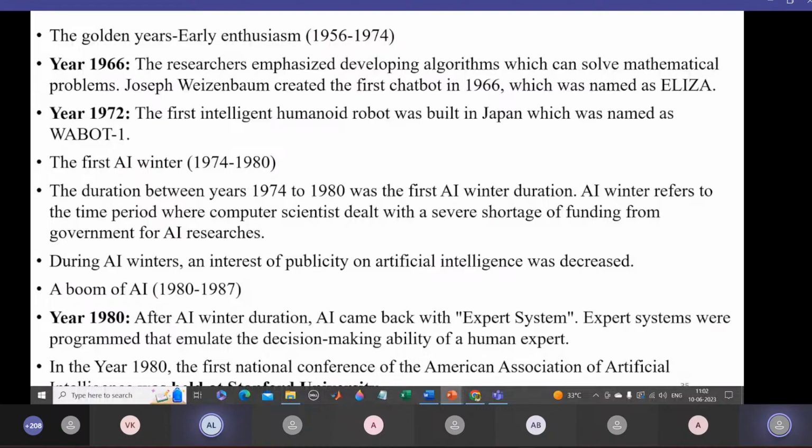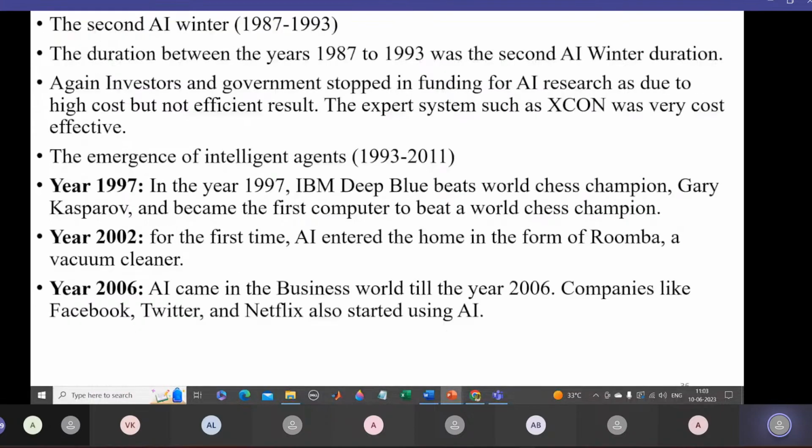AI came back with the expert system. They emulate the decision-making ability of a human expert. In 1980, the first national conference of the American Association for Artificial Intelligence was held. And the second AI winter is 87 to 93. Again, funding was a problem. Investors and government stopped funding, and the expert systems they had developed were very costly. Now next we have the emergence of intelligent agents from 93 to 2011.